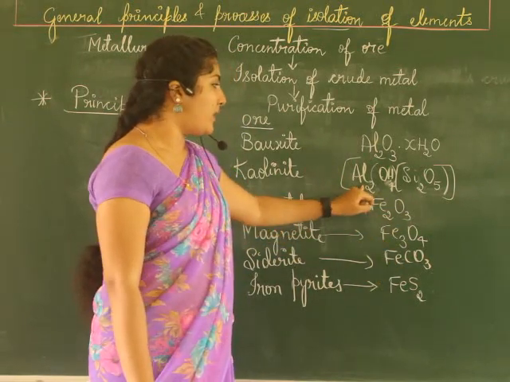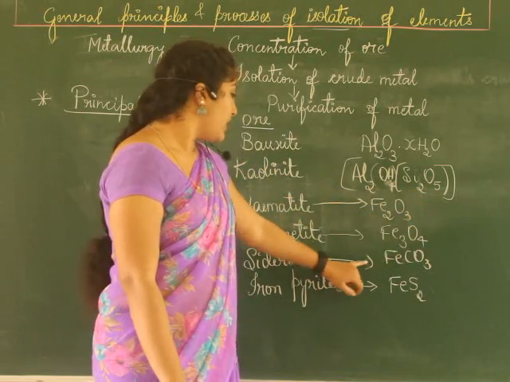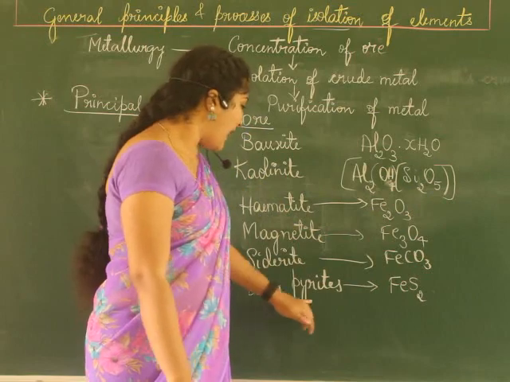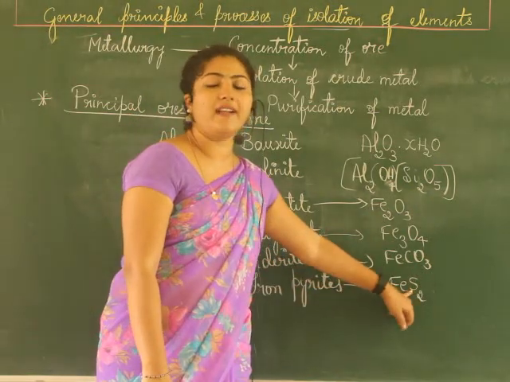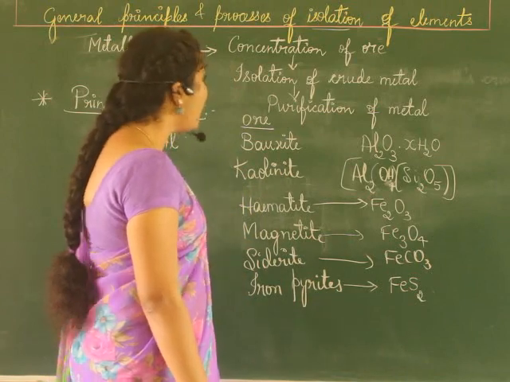Here aluminium is present along with oxygen ion. Silica. Here siderite is a carbonate ore of iron. Iron pyrites is a sulfide ore of iron. So this is about aluminium and iron.